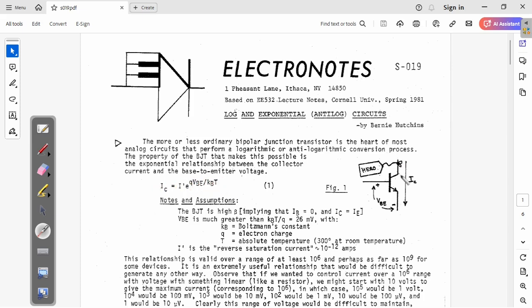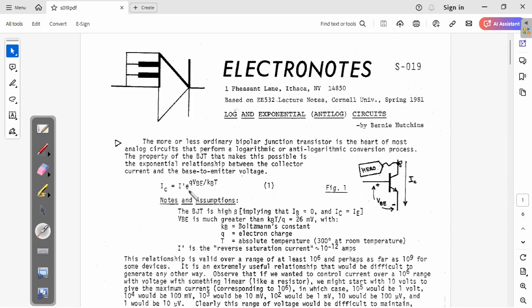So if you have your BJT transistor, you can express IC, which is the current going collector to emitter, also known as the collector current. And this is an NPN transistor. So IC is equal to I prime times exponential.